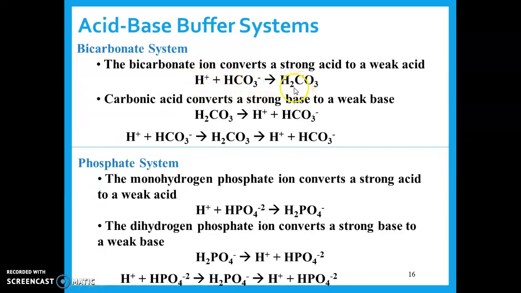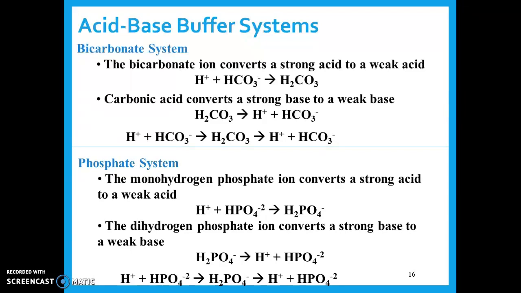So this H2CO3 is carbonic acid. What we've done is we've taken a strong acid that's already released its hydrogen, which is making your blood pH go down too low, and we've turned it into a carbonic acid. Now that's a weak acid, so that's actually better for us. Okay, so that's one of the ways that we can regulate our blood pH. If it's too low, we can grab some of those hydrogen ions and convert them into a weaker carbonic acid.